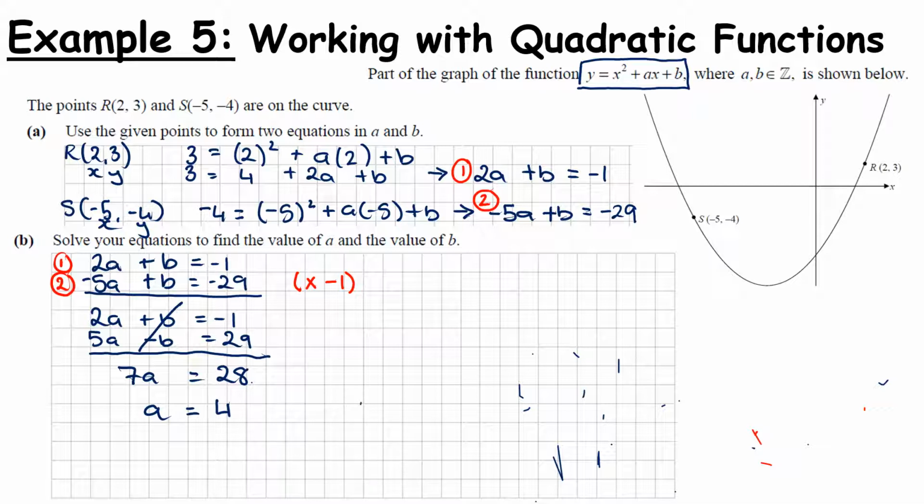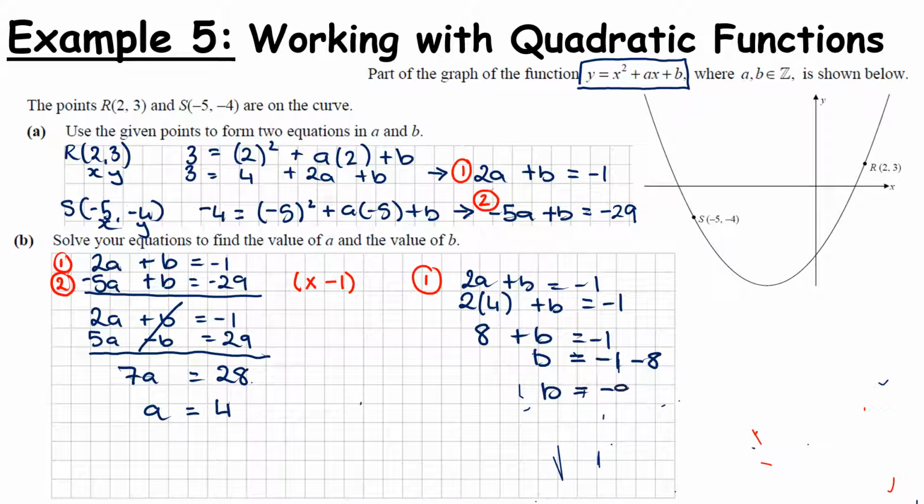We now go back to either equation. I'm going to take equation 1, which is 2a plus b equals minus 1, and we're going to sub in 4 instead of a, so 2 times 4 plus b equals minus 1. That gives me 8 plus b equals minus 1. Subtract 8 from both sides, and we get b is equal to minus 1 minus 8. b is equal to minus 9. So what we actually have here is the quadratic equation y equals x squared plus 4x minus 9.